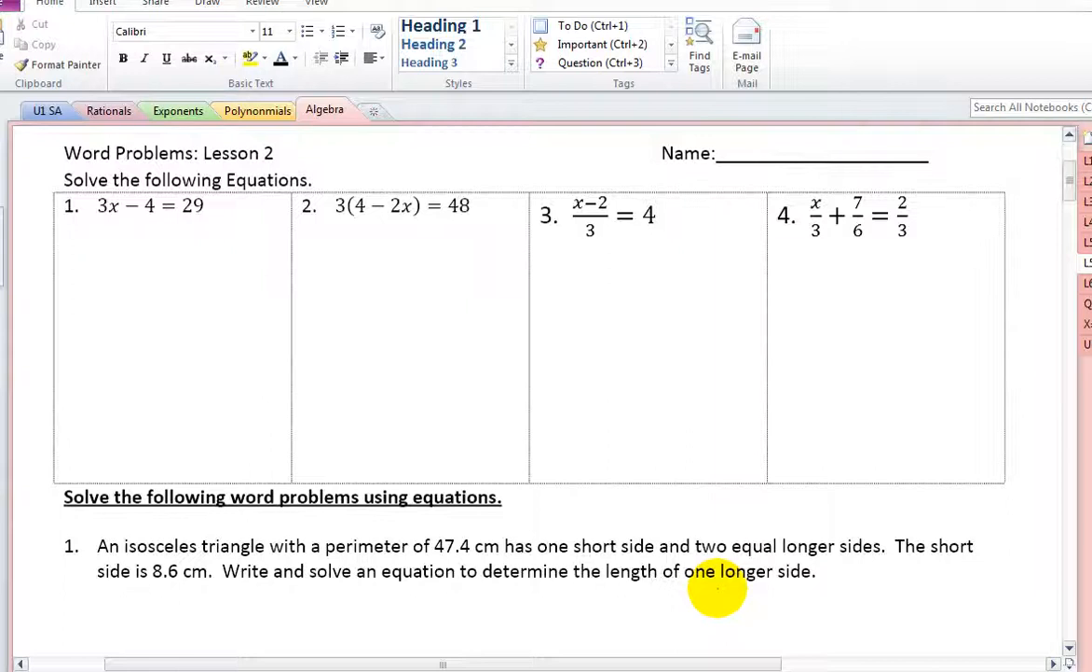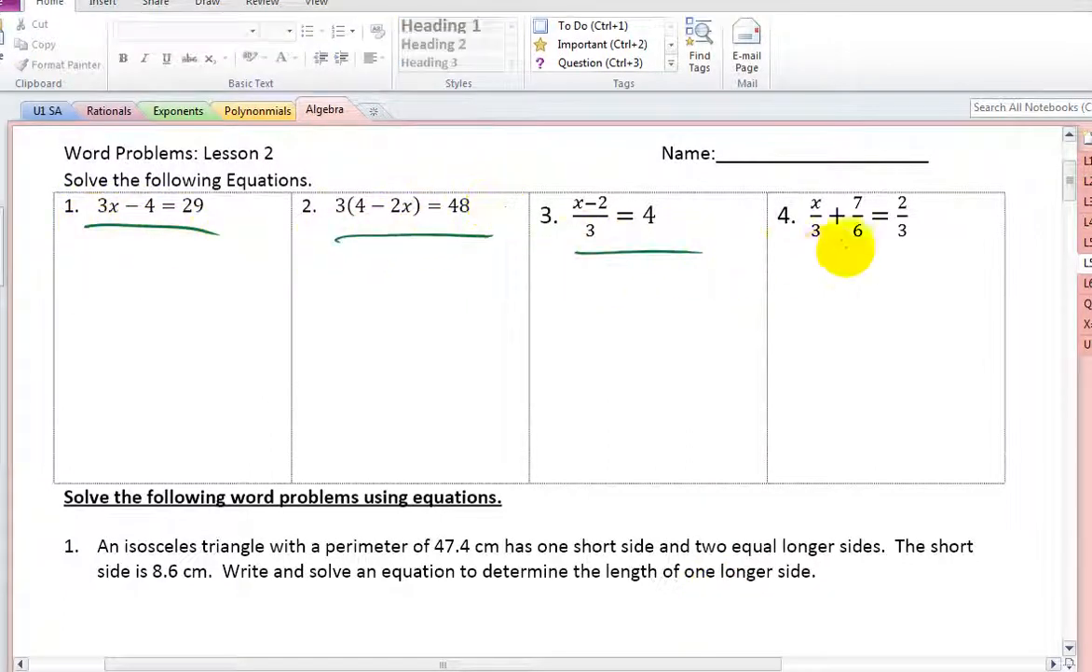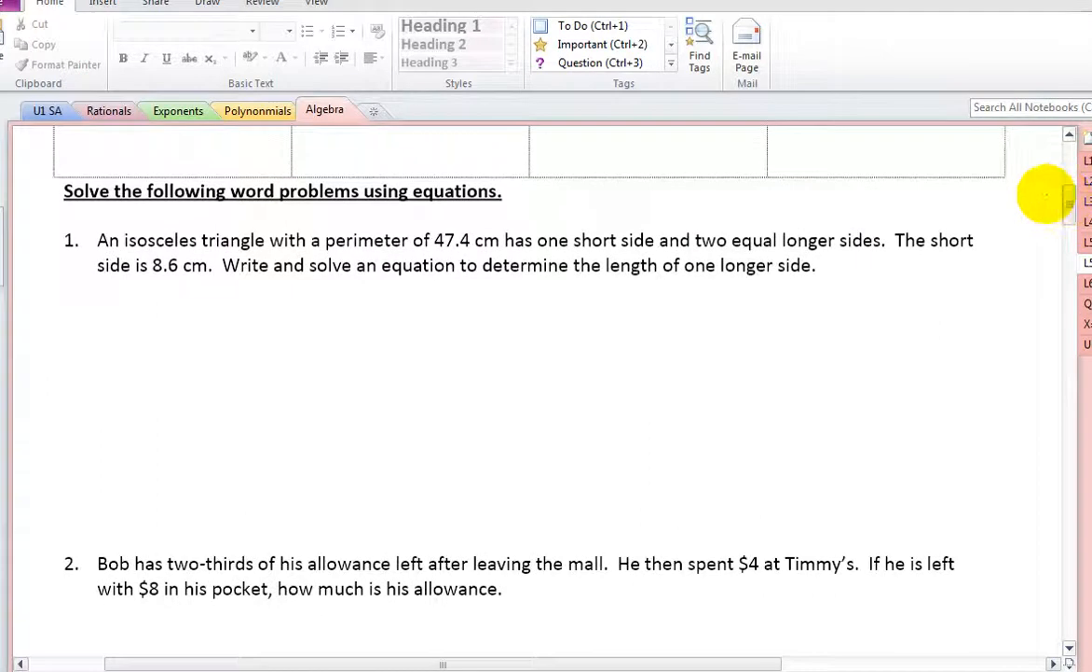Going to solve. So you're going to solve some of type 1, type 2, type 3, and type 4. Type 4 being your fractions. Okay? And then you just get rid of them.